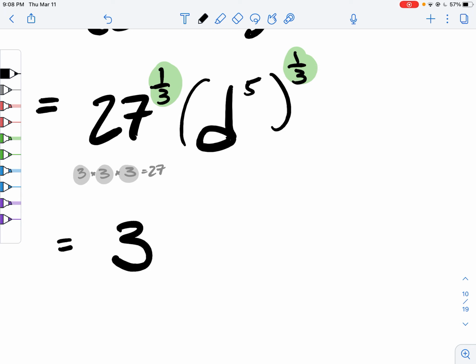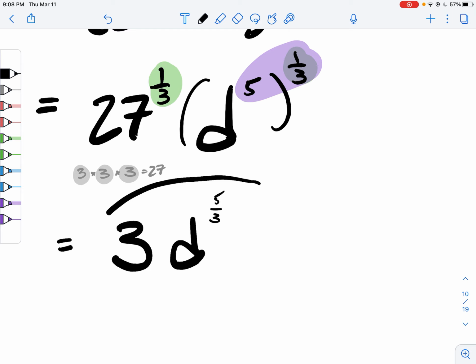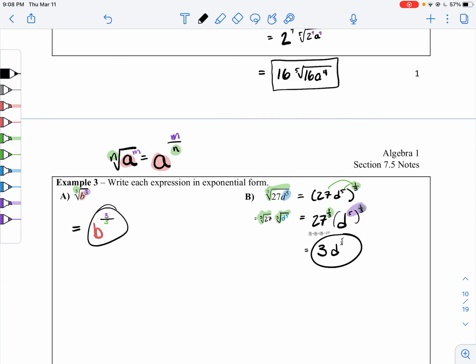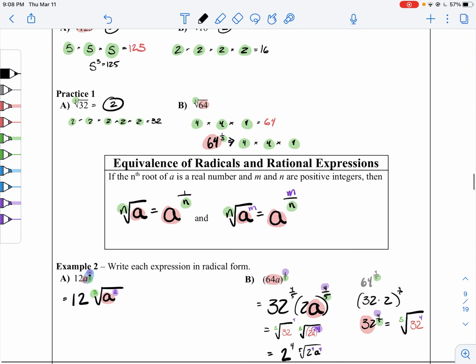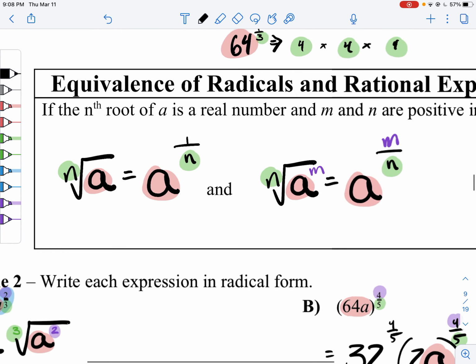That was clean. And then remember, when you have a power raised to a power, you're going to multiply them together. So that'll give us d to the 5 times 1/3 power. Or, if you're a genius, you know 5 times a third is 5/3. And you just hopped right to that conclusion. That's great. Good job. Boom. There you have it. This is our pattern. This is a simplification of that pattern.